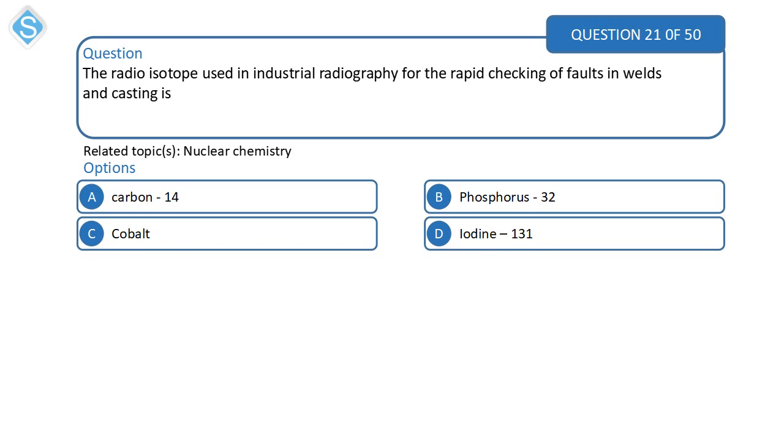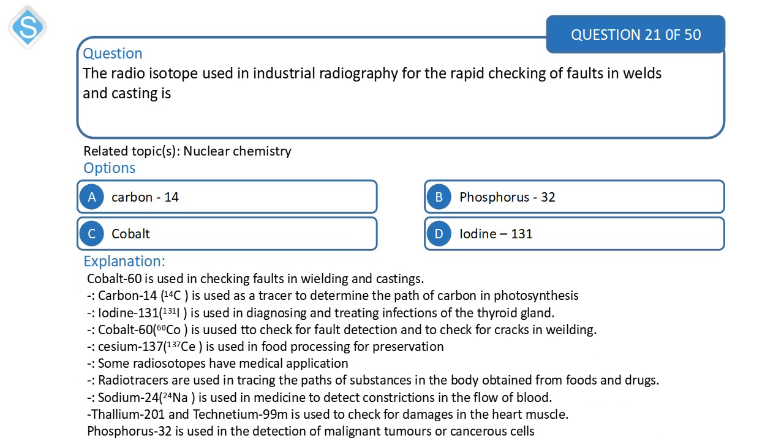The radioisotope used in industrial radiography for the rapid checking of faults in welds and casting is cobalt 60. Cobalt 60 is used in radiography for checking faults in welds and casting. Carbon 14 is used in carbon dating to determine the lifespan of an artifact.